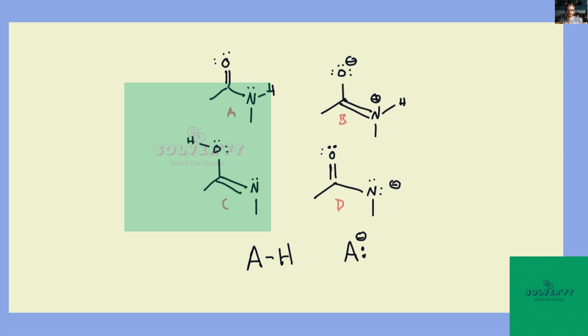If you'll notice, everything in A looks exactly the same as everything in D, with one exception. In A, we have a bond to a proton on the nitrogen, and in D, instead, we have a lone pair and a negative charge. And that's exactly the relationship between an acid and its conjugate base. You lose a proton, you gain a lone pair and a negative charge. We've lost a proton, we've gained a lone pair and a negative charge. So A and D would be your conjugate acid-base pair.